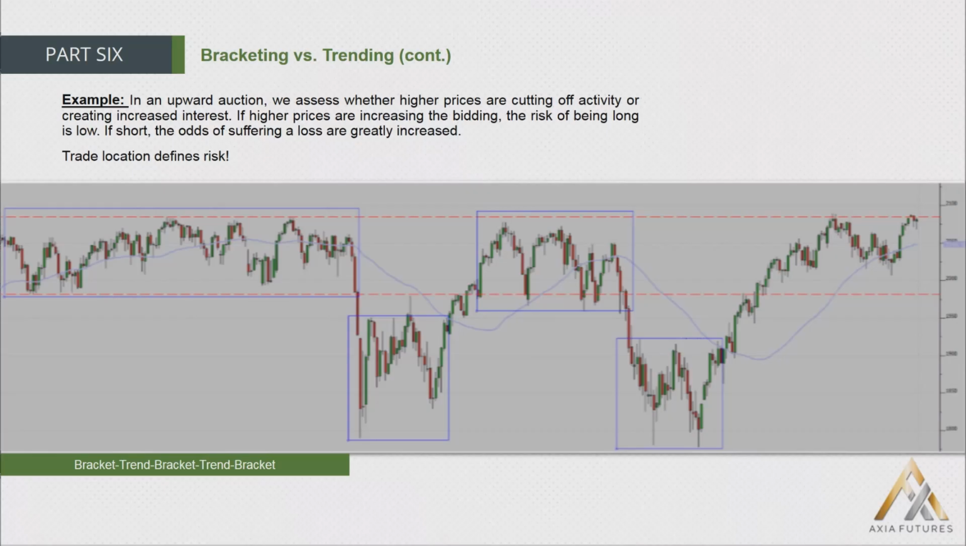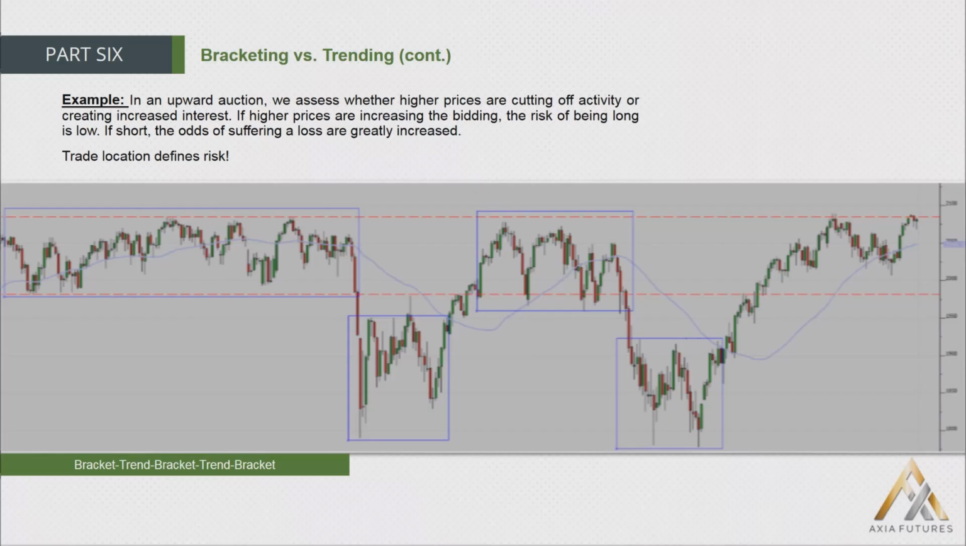So if higher prices are increasing the bidding, so more buyers coming in, the risk of being long is low. If short, the odds of suffering a loss are greatly increased. Again, just coming back to that concept, knowing whether or not we're bracketing or trending can increase or decrease the odds of success and obviously compound potential losses. That's important to understand, and that's why we spend quite a bit of time understanding the principle and the premise behind bracketing and trending markets.